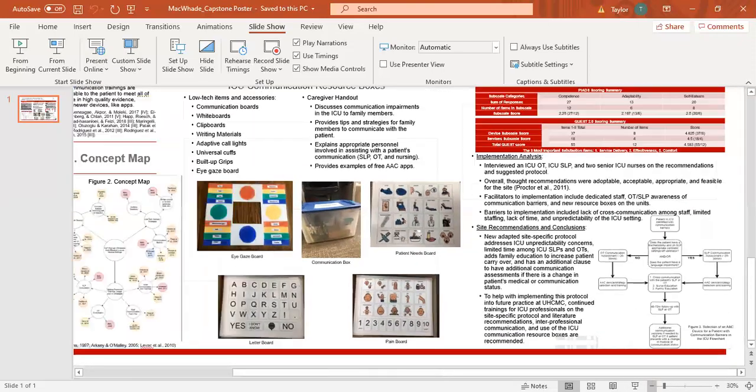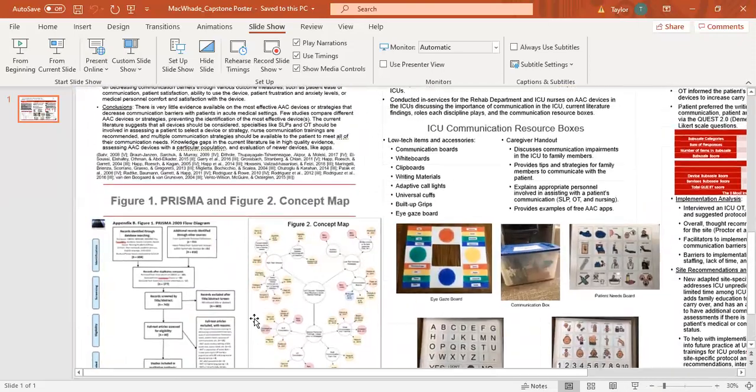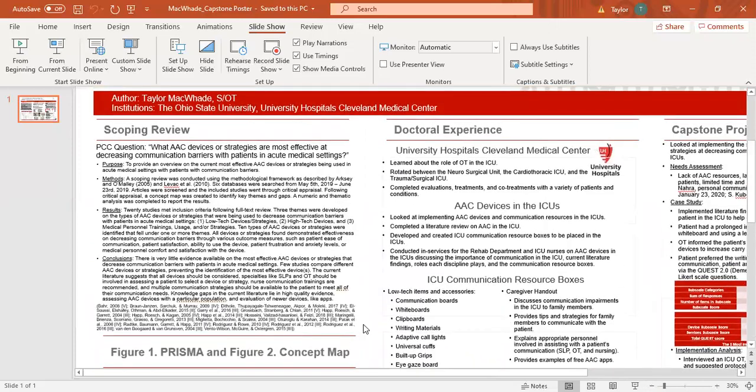So one question someone may ask about my project is why was a scoping review conducted? A scoping review allows for a broad look at the literature on topics that aren't heavily studied, which this area is not, and it allows you to look at broader populations, without exclusions to settings, populations, anything like that. So you can see what is currently out there and then suggestions for future research.